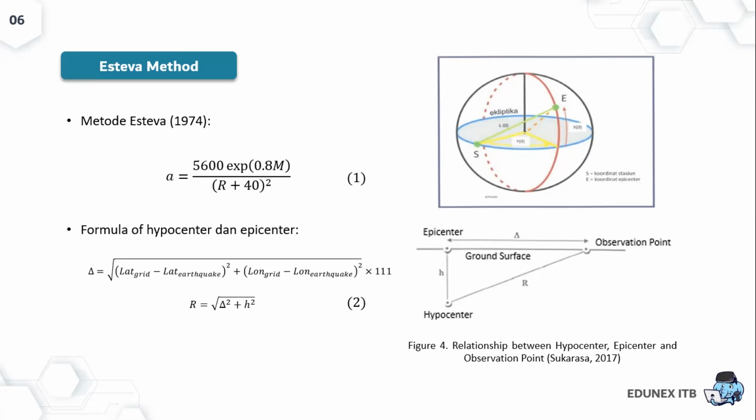And also, the formula of the hypocenter and epicenter can be seen in Formula 2, where delta is epicenter distance in kilometers, H is the depth of earthquake source in kilometers, and lat and lon are latitude and longitude. Also, we can see in Figure 4 the relationship between hypocenter, epicenter, and observation point.